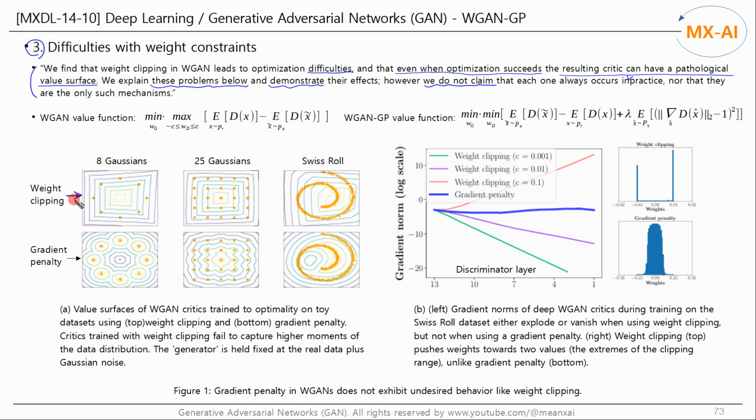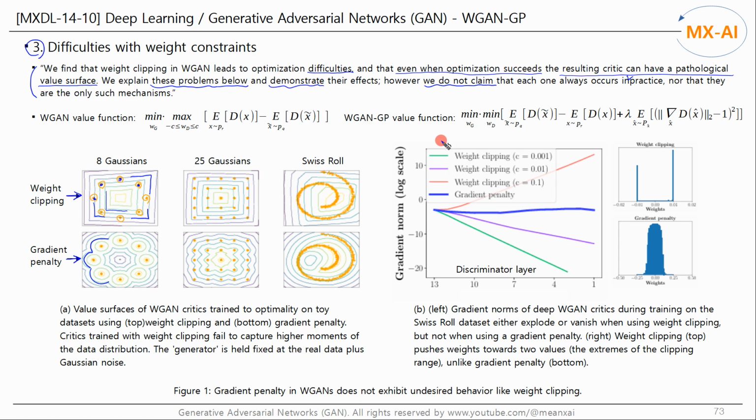The first row of this figure shows the contour plot of the value surfaces of the WGAN critic trained to optimality on toy datasets using weight clipping. The first figure shows a dataset consisting of 8 Gaussian distributions that is mainly used in this series. And the second row shows the contour plot of the value surfaces of the WGAN-GP critic using gradient penalty. The contour lines in the figure above are simpler than those in the figure below. Implementing a K-Lipschitz constraint via weight clipping biases the critic towards much simpler functions. Therefore, critics trained with weight clipping fail to capture higher moments of the data distribution.